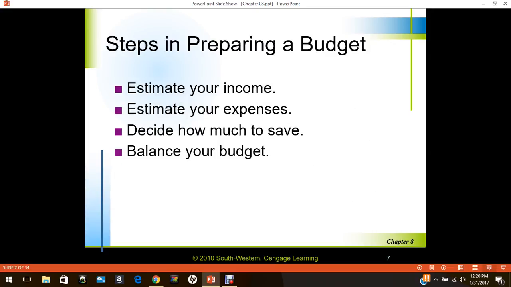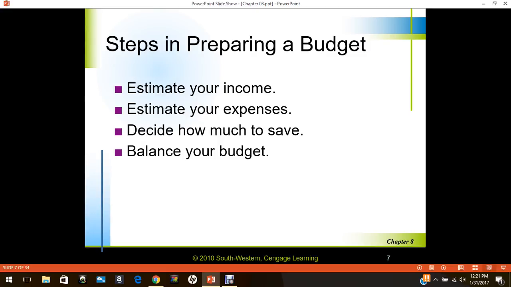Now, the next thing that we're going to do is talk about the steps in preparing a budget. The first step is to estimate your income. This is your total expected income for a certain period of time. A lot of times we may develop a weekly budget, a bi-weekly budget, or a monthly budget. But again, you want to determine your income for a set time.